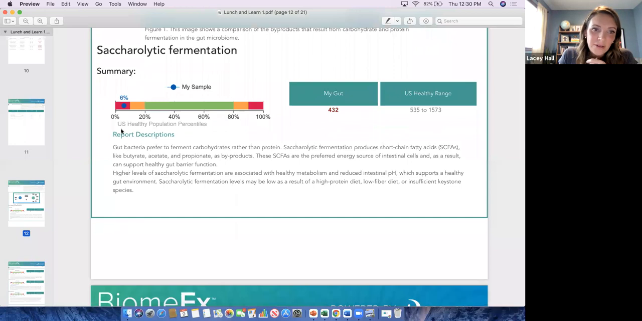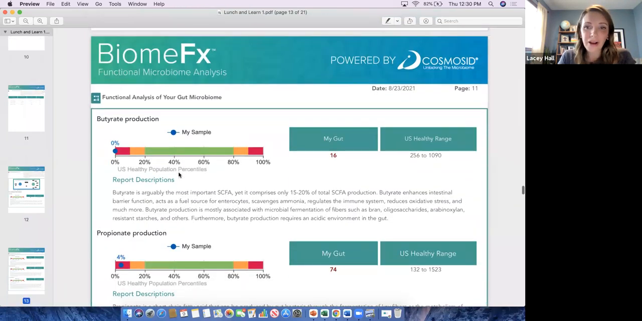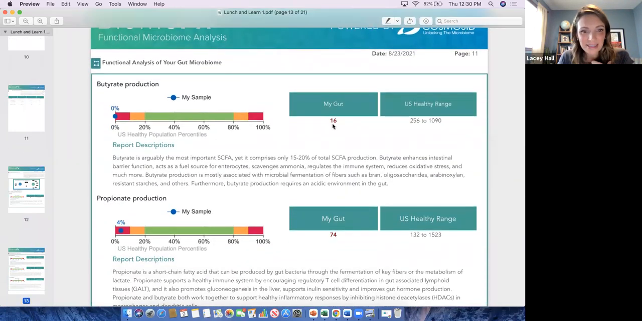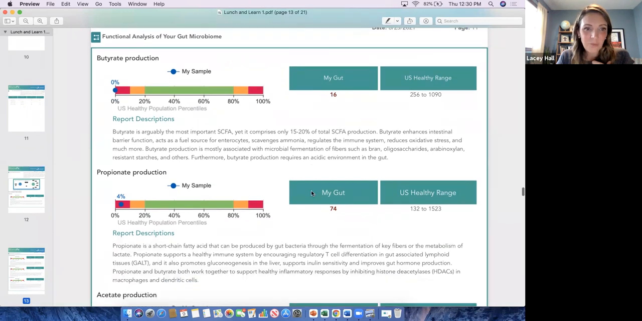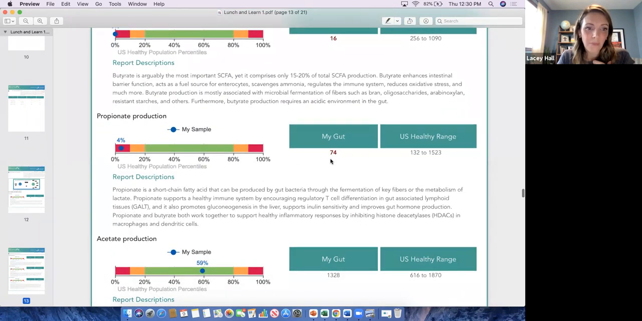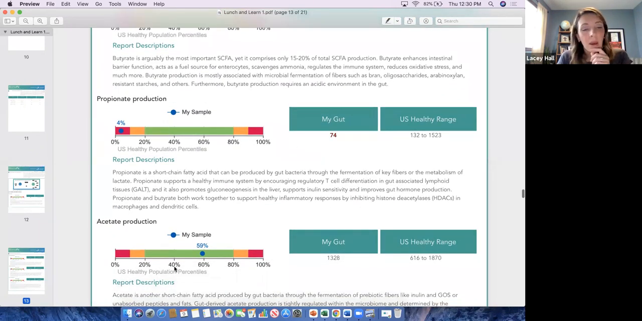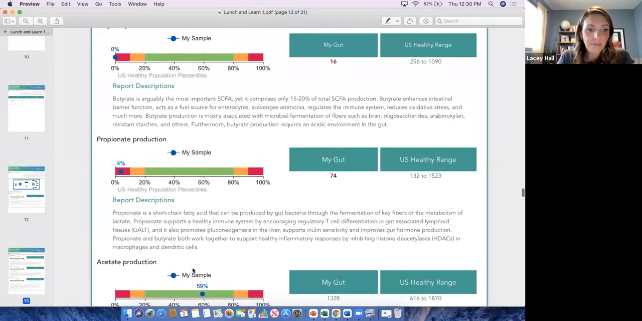With overall saccharolytic fermentation, we're only at the 6th percentile. Ooh, we're low, right? Very low. Butyrate production is almost non-existent, teeny tiny amounts. Propionate, very low. Acetate, doing okay. Now, typically speaking, acetate can feed your butyrate producers in order to create butyrate. We don't have a lot of that happening here, and that can obviously be a problem.